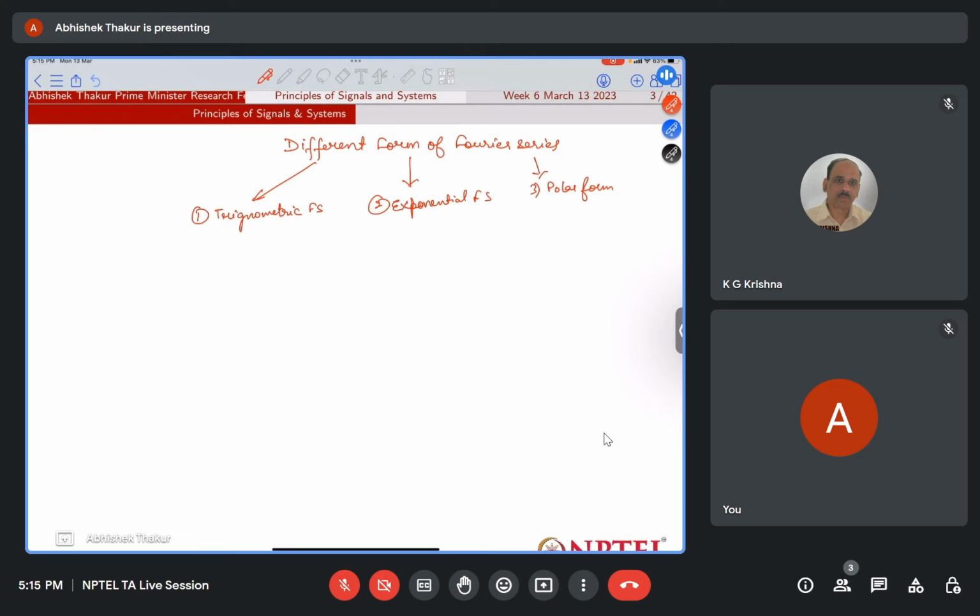So basically, Fourier series is an approximation of any general signal that is expressed as a sum of sinusoids, and this is done to represent the frequency domain of any signal. So we will first start with the trigonometric Fourier series.